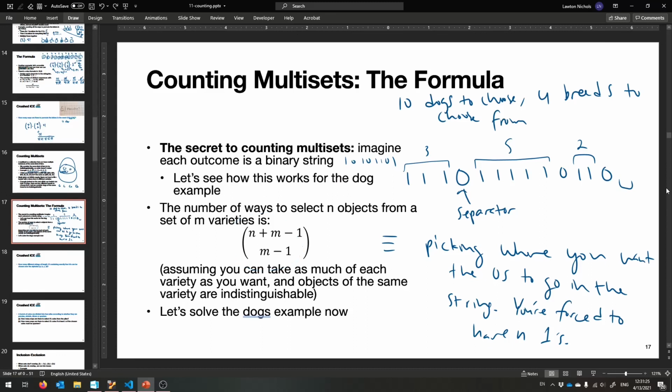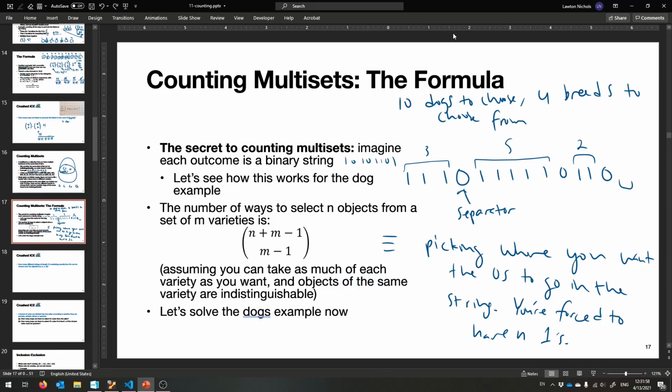So why is it this? We have how many slots to put a 0 in? Well, it's going to be the original n plus m minus 1. That's how many spots we have in our string. That's always going to be the same length. And then how many zeros can we pick? We've got to separate them, so we only need one less than the actual number of varieties. So it's m minus 1. Isn't that crazy? This is assuming that you can take as much of each as you want, and you have as many.